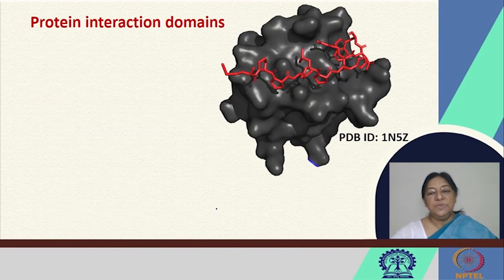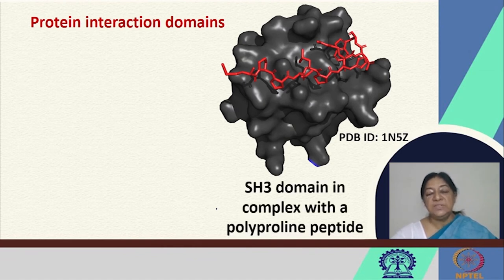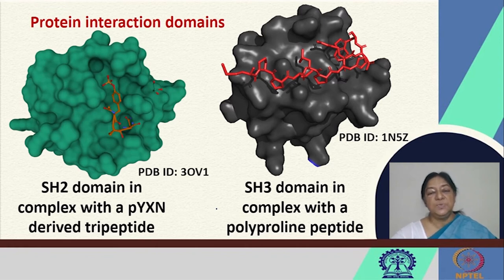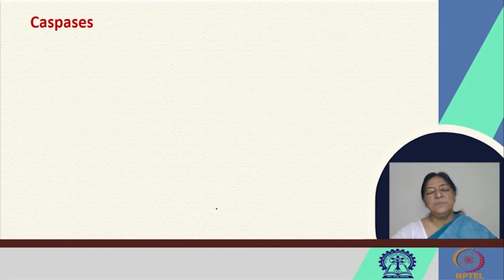When we look at these two different types of domains that we looked at previously, the SH3 and the SH2, the SH3 domain is shown here in complex with a polyproline peptide, and the SH2 domain in complex with a phosphotyrosyl-derived tripeptide. The interactions, as we can see, are very specific in the way they interact with the domain present on the protein. We will look at some specific examples and later on see how specific peptides can be developed and designed to prevent or inhibit the action of specific enzymes or proteins in their protein-protein complex formation.